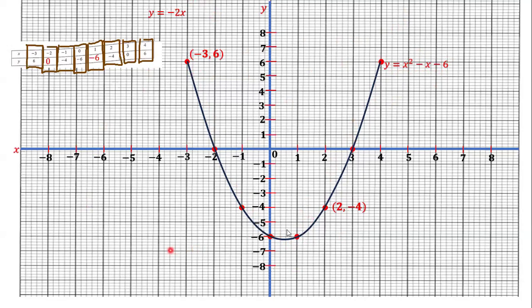Any questions on how we did this or no? Shanair, Xavier, do you all have any questions? No, sir. Shanair, you understand this? Yes, sir. Okay, good. The rest of the class, do you all understand how I got this plotted or no?